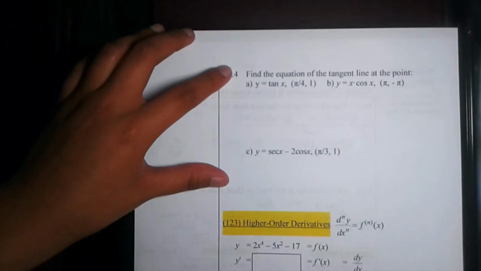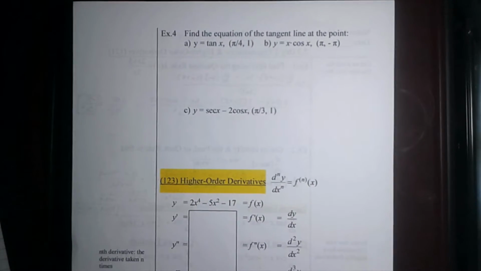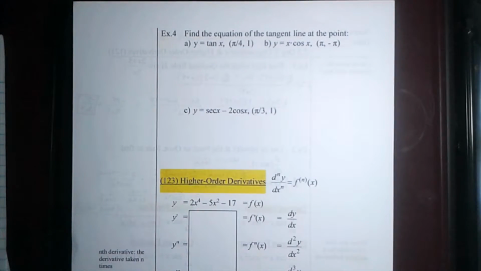Go on to the next problem. Exercise number 4. It wants us to find the equation of the tangent line at the point of pi over 4 to 1 for part A.